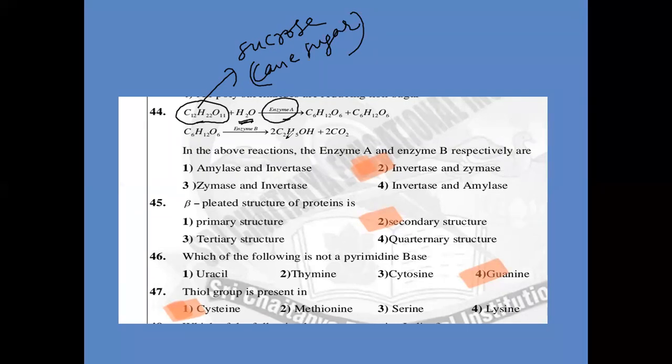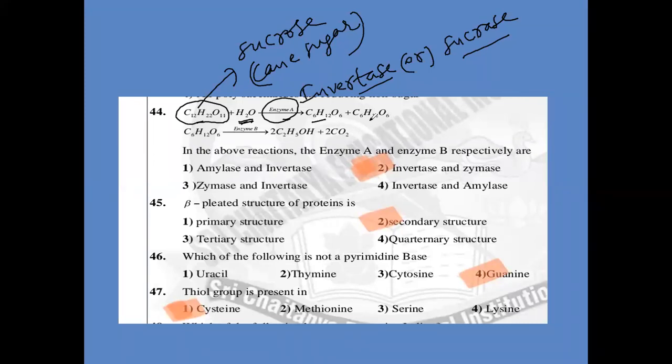So some enzyme A is given. What is enzyme A? Invertase, or we can say sucrase. This special enzyme, invertase or sucrase, will convert sucrose into glucose and fructose.